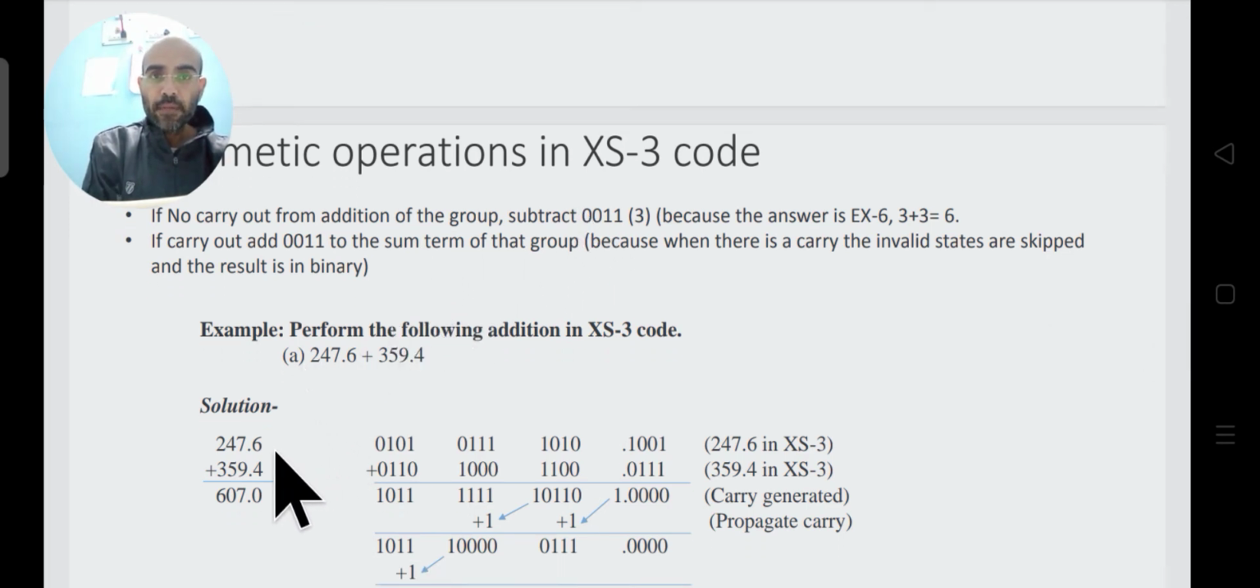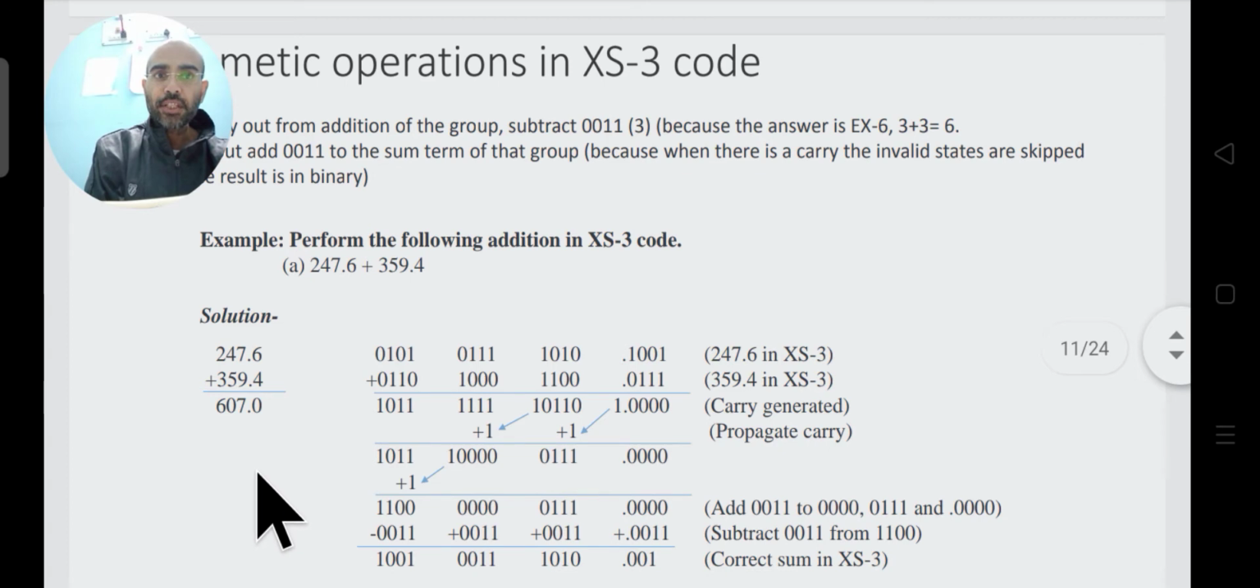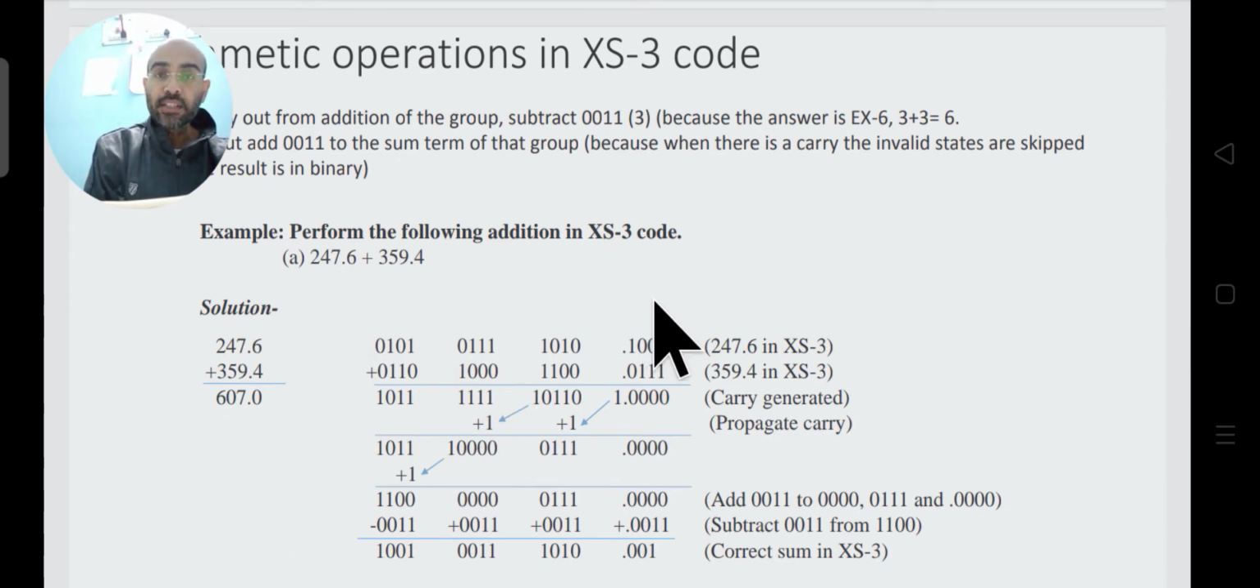So let us see, if we perform the following addition in excess 3 code. Let's say the two numbers are 247.6 plus 359.4. This decimal number is not in excess 3, this is a decimal number. If I perform the addition, then the answer should be 607.0, right? Now if I perform the addition in excess 3 code, then also I should get the same answer, 607.0. But now 6 will not be 6, but it will be 9, because it is excess 3. Then 0 will not be 0, but it will be 3, and 7 will not be 7, but it should be 10. So we will see how to do that.